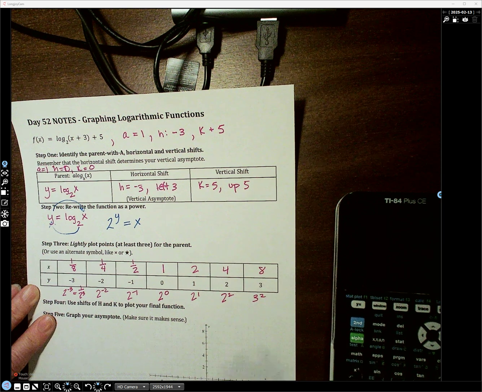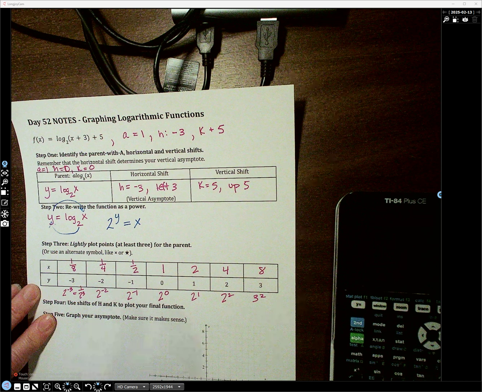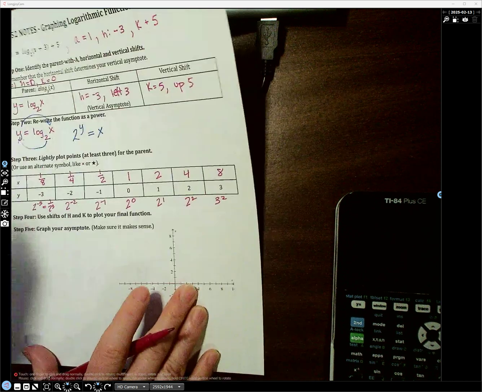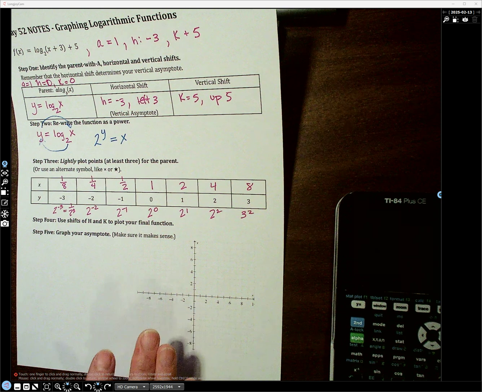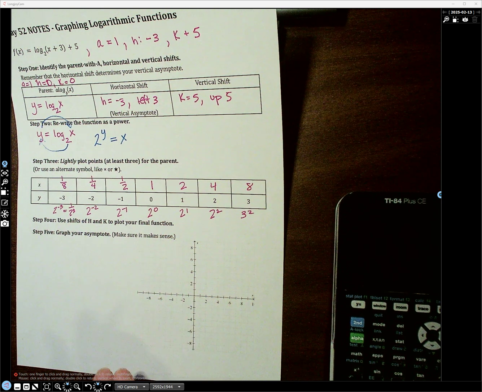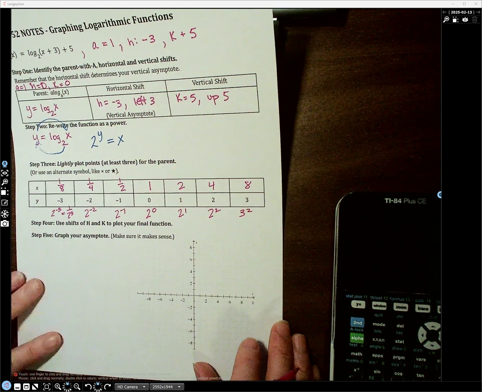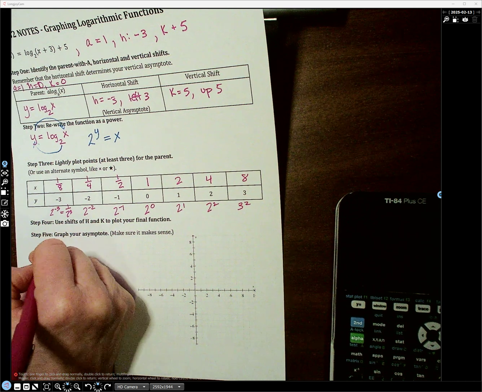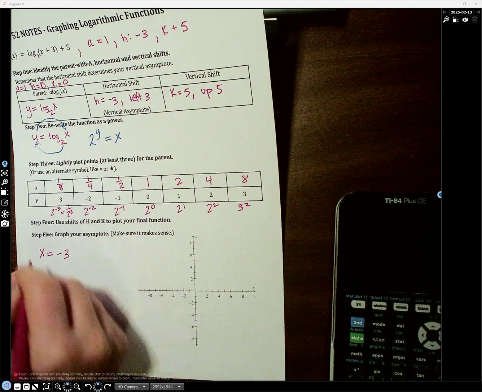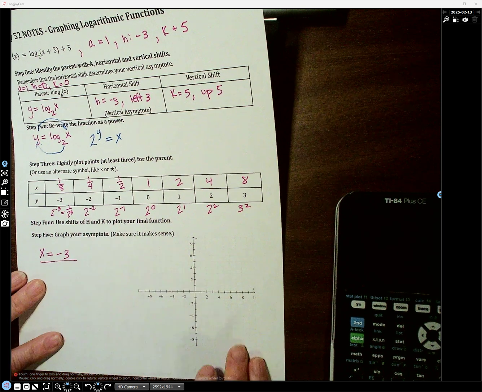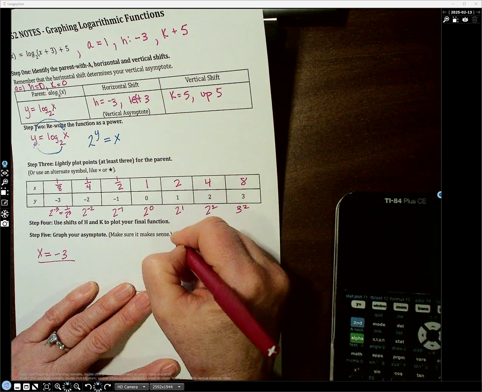Okay, let's plot the parent. The first thing I'm going to do is graph my asymptote. My asymptote is x equals, go back up and get it, negative 3. X equals h. That's my asymptote. So I'm going to graph my asymptote.